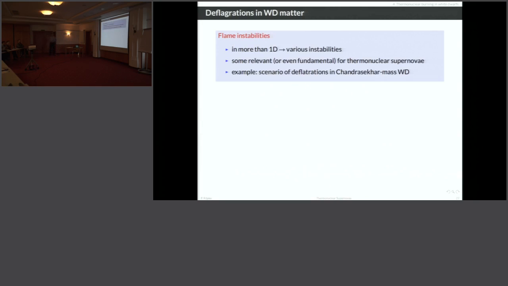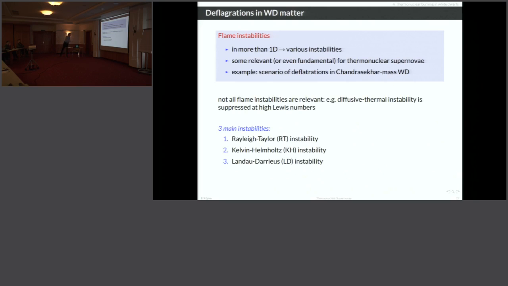Okay, so this is the picture of a laminar flame, a geometrically undistorted planar flame that propagates into the fuel. However, if you look into more than this simple 1D picture, there are various instabilities that become important for the propagation of flames in white dwarf material. Some of them are relevant or even fundamental for thermonuclear supernovae, in particular in scenarios where we have deflagrations. This is a possibility for burning in Chandrasekhar-mass white dwarfs, as we'll probably discuss tomorrow.